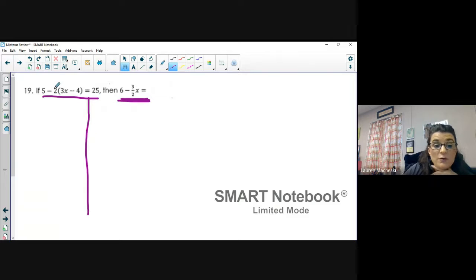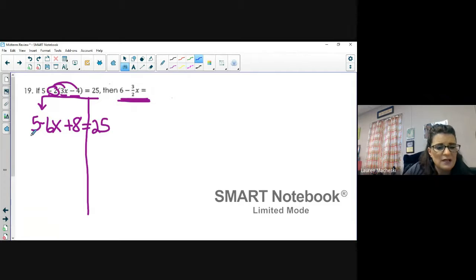Okay, so I have parentheses. In front of parentheses is -2. Distribute the -2. So leave this 5. I can't do anything with that yet. -2 times 3x is -6x. -2 times -4 is +8.